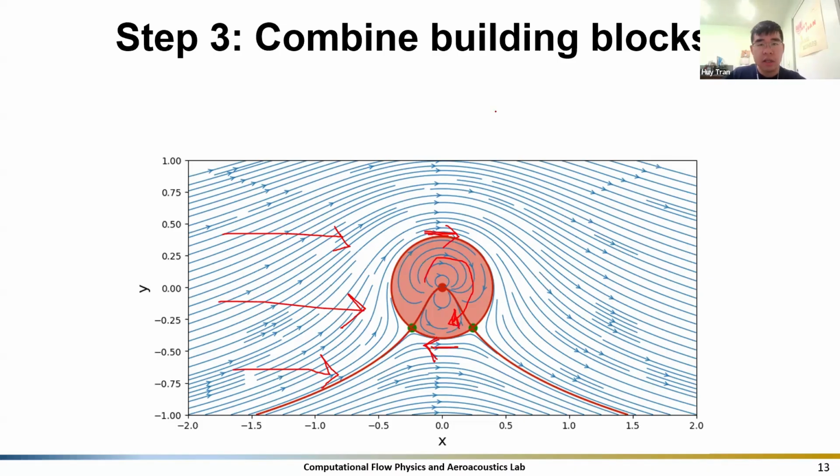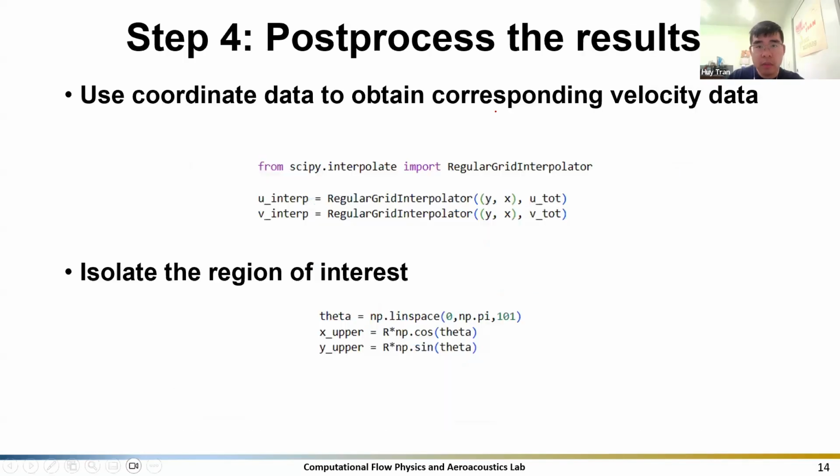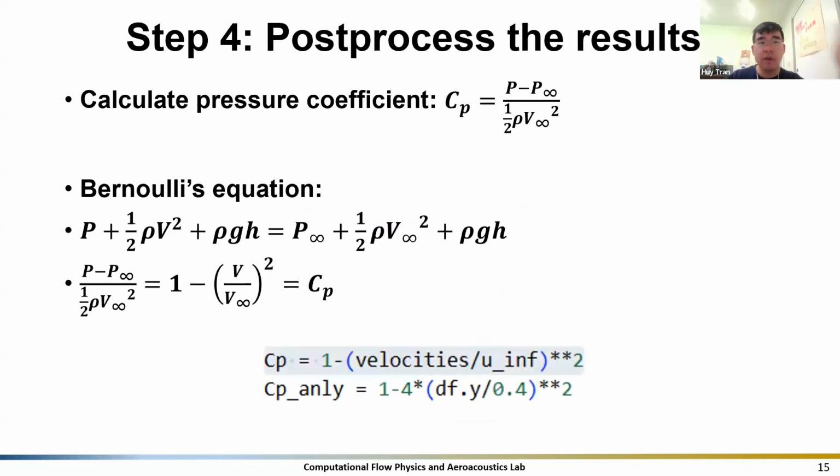So I'll show you now why it's important. Same things we did from last week. We're now going to try to obtain the pressure distribution along the cylinder. The whole concept is here: we want to calculate the pressure coefficient. To do so, we start with Bernoulli's equation, and then we rederive it so that the pressure coefficient is equal to 1 minus the velocity at some location divided by the free stream velocity, squared.